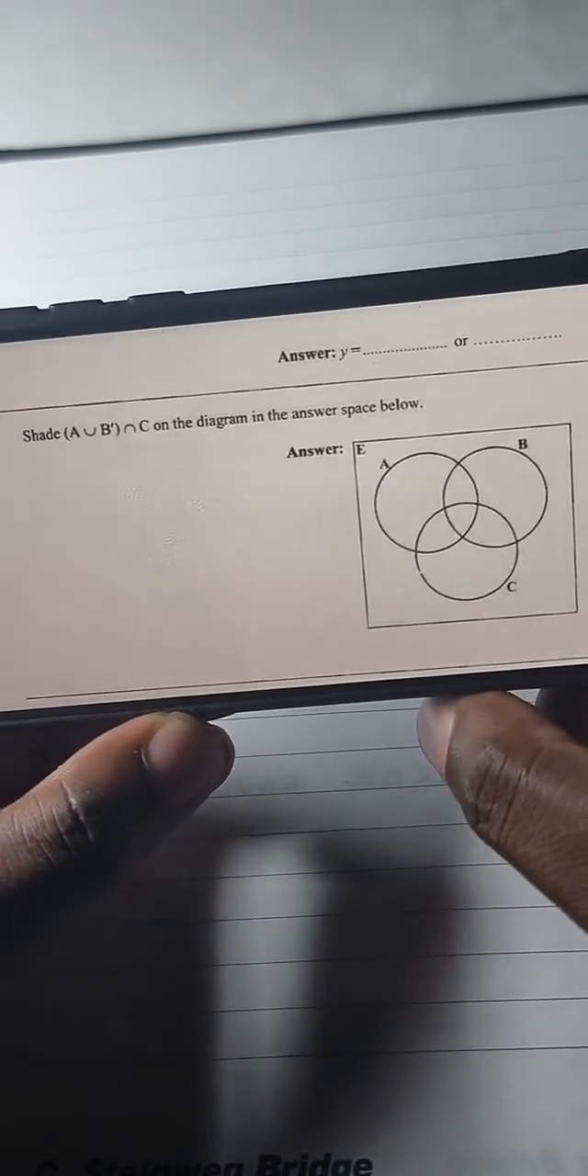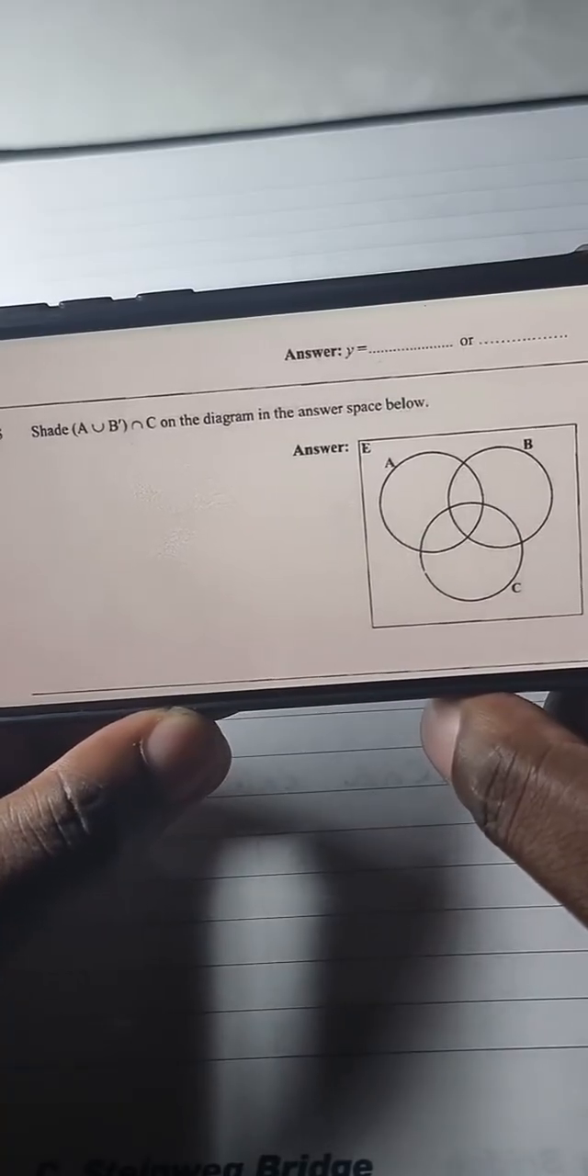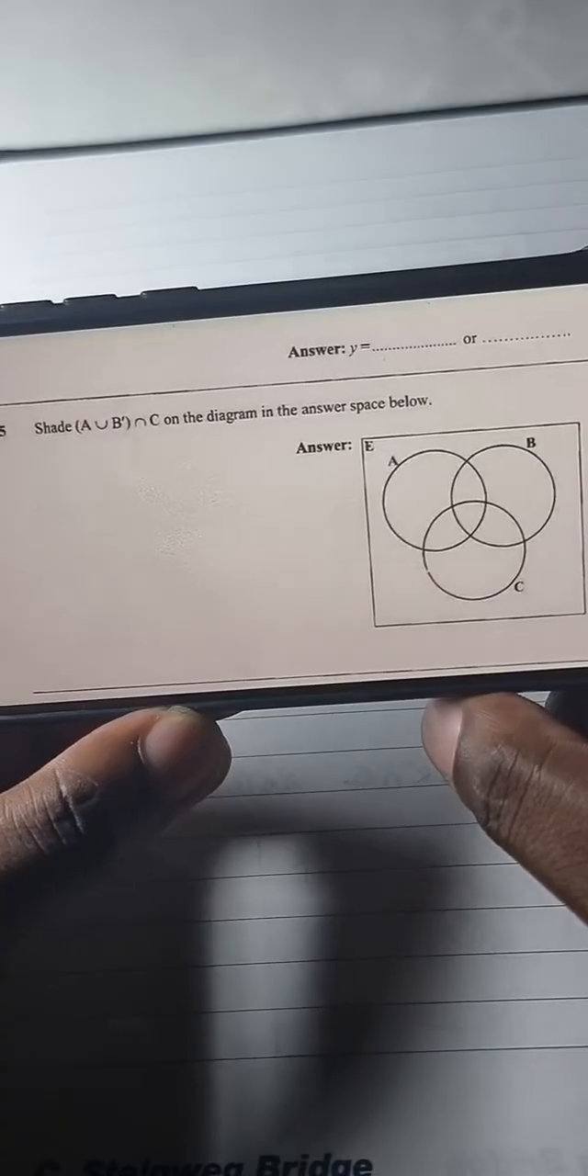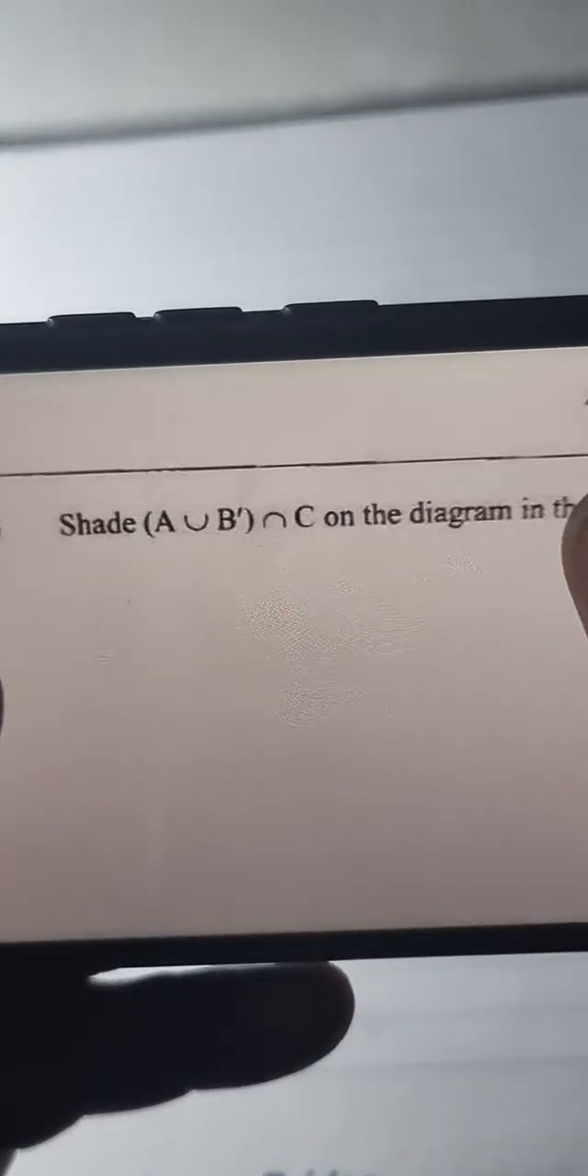Which set has been excluded? Which set has been excluded? B, thank you. Complemented by B. Here, complemented by B. So we have A together with elements that are not in B should intersect with C. So we have the set, all right?